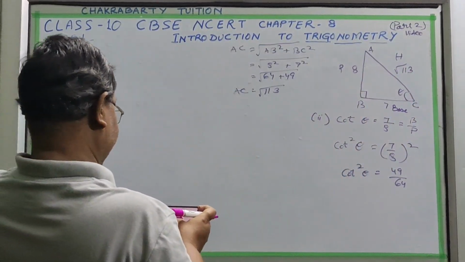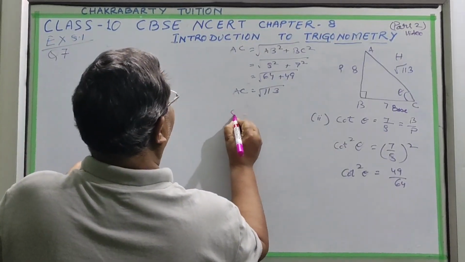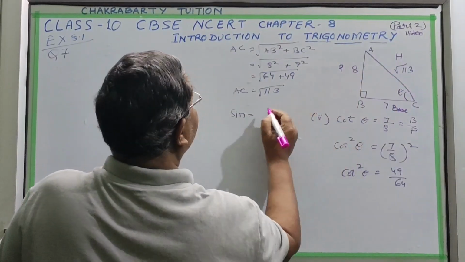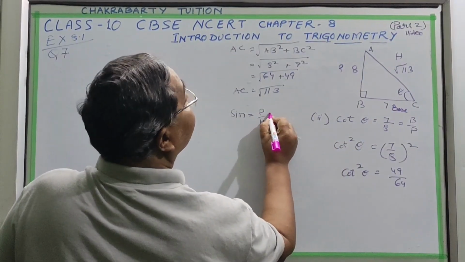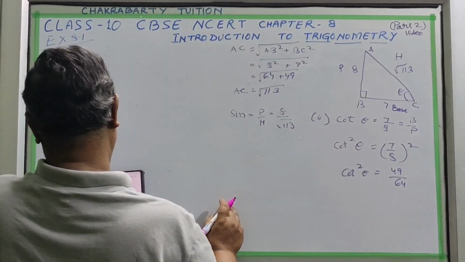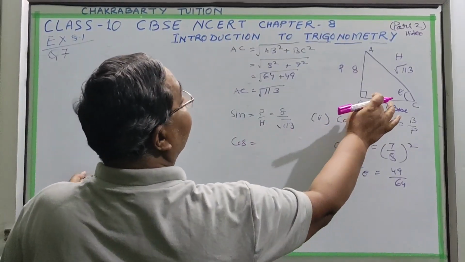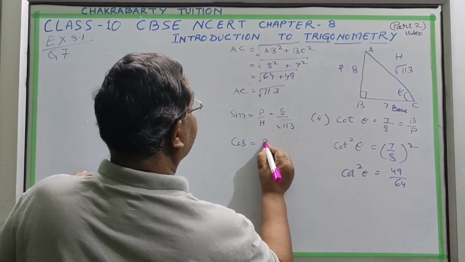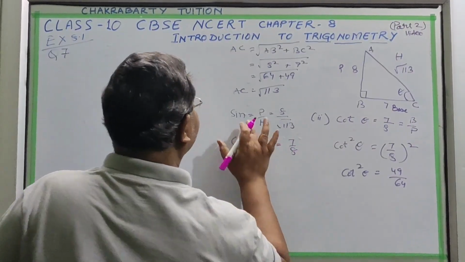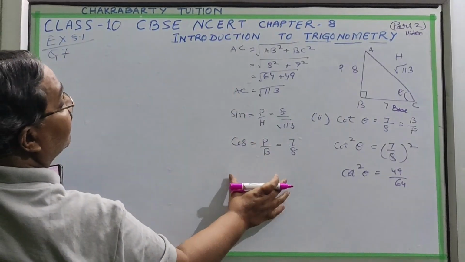Now you have to calculate. First you have to calculate sine, because the question is depending on sine. So sine will be P upon H is equal to 8 upon under root 113, sine, and then cos. Cos you have to find. Cos is equal to base upon H, so it is equal to 7 upon 8. The sine or cos you have to find out. Now this is your workings.